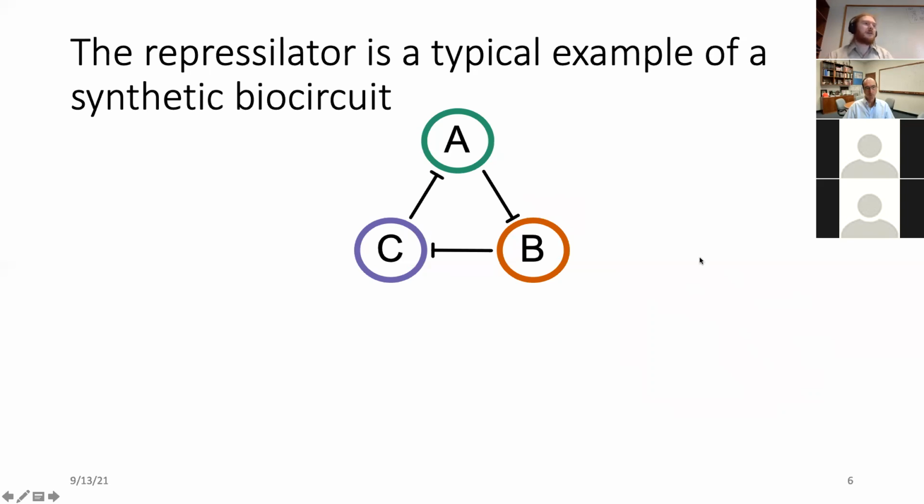Here's another example that we're going to talk about a lot for the rest of this presentation. This is the repressolator, which is very similar to the toggle switch, but it has three repressors instead of two. So if you think about what this does, if you start with a lot of A high, that will repress B.